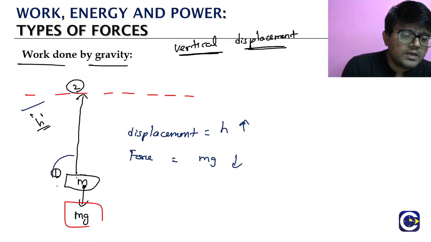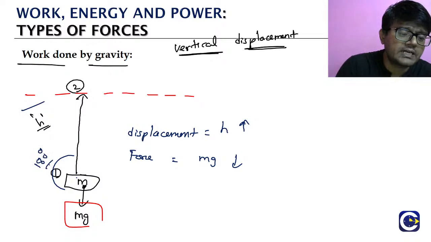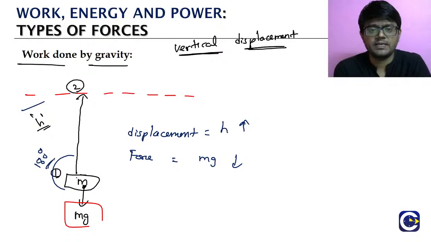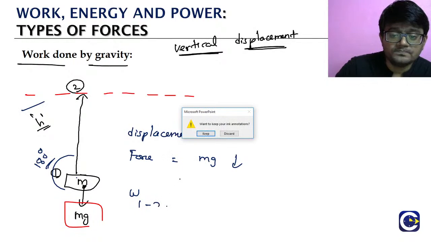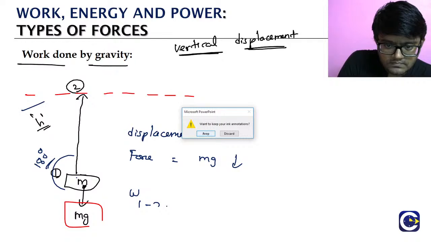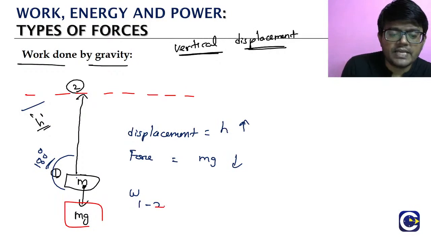Look here, let us take it by a height h. Then what is the angle between the force and the corresponding displacement? Which side is the displacement now? It is upwards. Force is downwards. So what is the angle between them? 180. So look, work done by the gravity when you take it from 1 to 2.